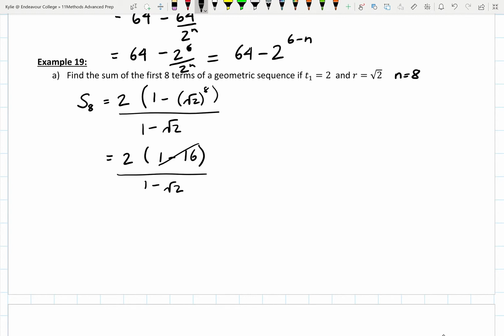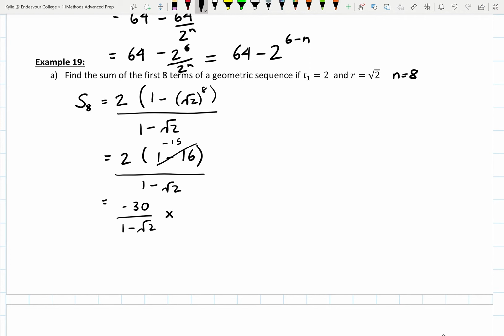So 1 minus 16 is negative 15, so it becomes negative 30. 2 times negative 15 is negative 30 on 1 minus root 2. If you left it here, you'd probably lose a mark for not rationalizing the denominator. So this is probably 2 marks worth up to this point. To get the final mark in a question like this, you need to rationalize the denominator.